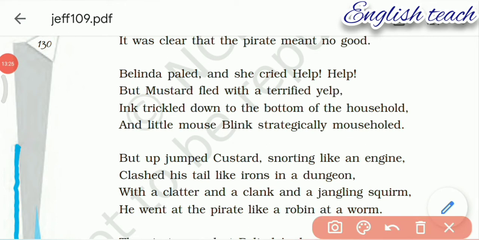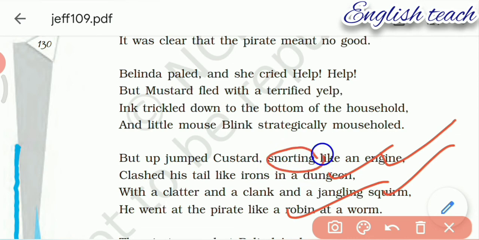10th paragraph. But up jumped Custard, snorting like an engine, clashed his tail like irons in a dungeon. With a clatter and a clank and a jangling squam, he went at the pirate like a robin at a worm. Difficult words are snorting. Snorting meaning is make a sudden explosive sound through one's nose. Clashed. Clashed meaning is fought. Dungeon. Dungeon meaning is underground prison.